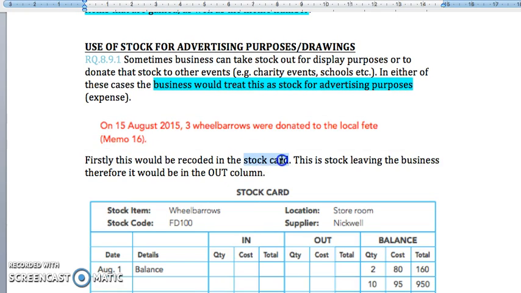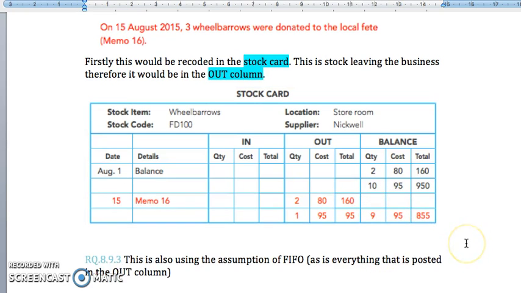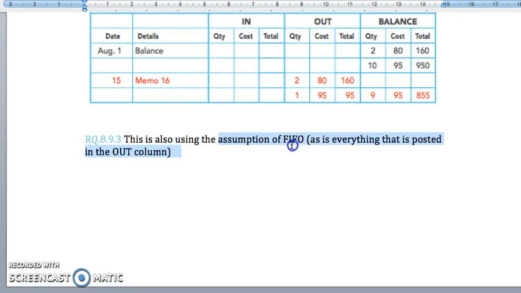Firstly, this was recorded in the stock card. So that's step number 1. The stock is leaving the business, therefore it has to be in the out column. When we're reducing the amount of stock, it needs to go in the out column. So 3 wheelbarrows, we had 2 at $80 and 10 at $95. So on the 15th, we need to use FIFO because, like I said, the out column always uses FIFO. So we've got the 2 at $80 going out and then the 1 at $95. So we've got 9 left at $95. As I said here, also using the assumption of FIFO. So the out column always uses the FIFO assumption.